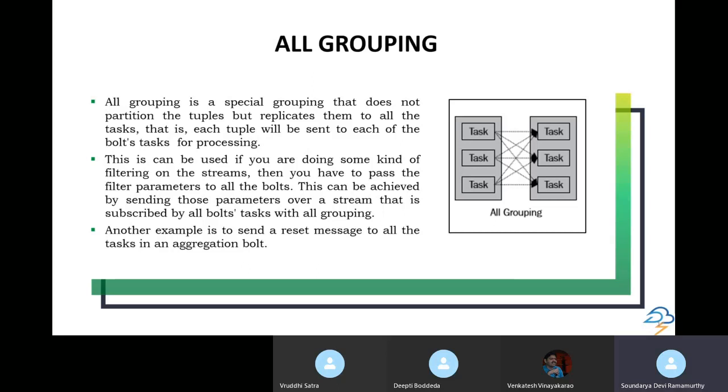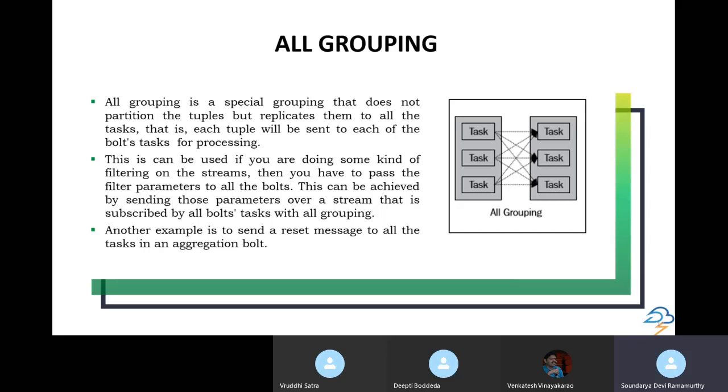So next one is all grouping. All grouping takes all the values from the source executor and sends all the values to each and every task in the target. Where this is used: suppose in our topology we are sending a filter parameter through one spout, say I am keeping an age parameter, and I want to filter all the strings having an age greater than 20. Then I have to keep this parameter in each executor that is filtering the strings. For that, I have to use all grouping.